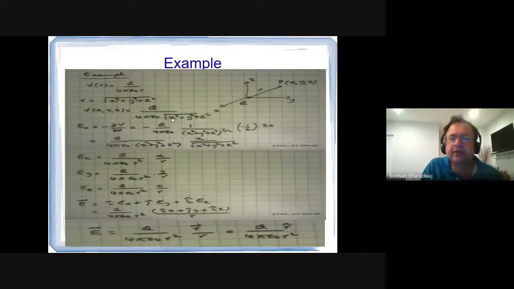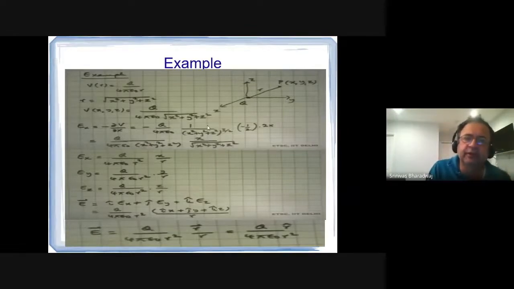X to the power of n, the derivative is n x to the power of n minus 1, right? So in this case, n is negative half. So n x to the power of n minus 1 will become x square plus y square plus z square to the power of negative 3 by 2, right?